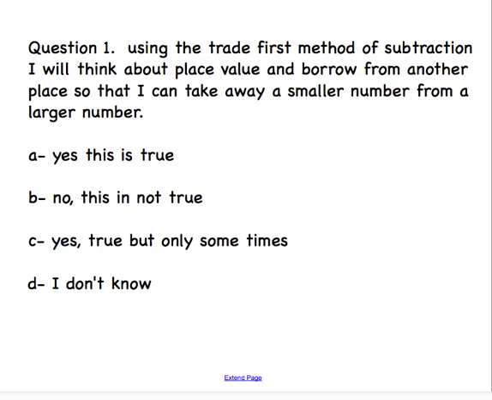Question 1. Using the trade first method of subtraction, I will think about place value and borrow from another place so that I can take away a smaller number from a larger number. A. Yes, this is true. B. No, this is not true. C. Yes, true, but only sometimes. Or D. I don't know.